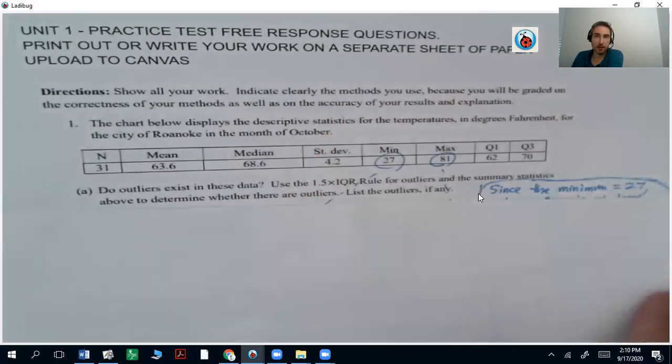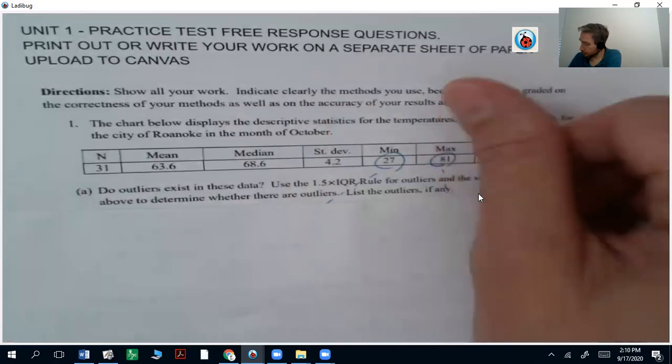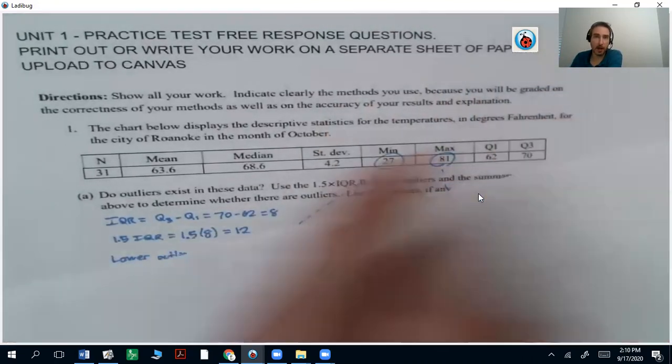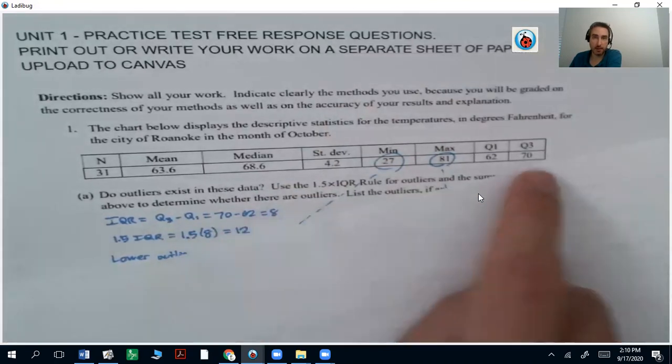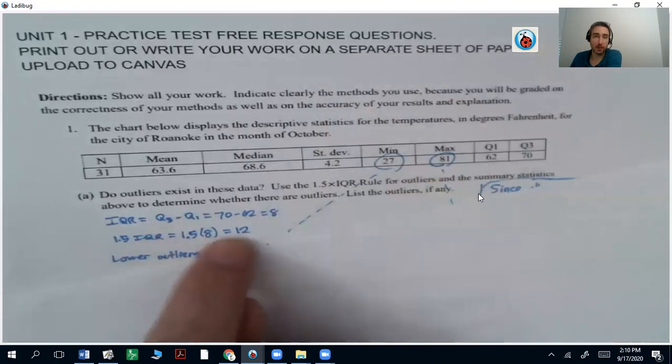Question number 1. Do outliers exist in these data? Use the 1.5 IQR rule for outliers and the summary statistics above to determine whether there are outliers. List the outliers, if any. Well, first, let's get the IQR. IQR is going to be 70 minus 62, which is 8. So 1.5 times that is going to give you 12.